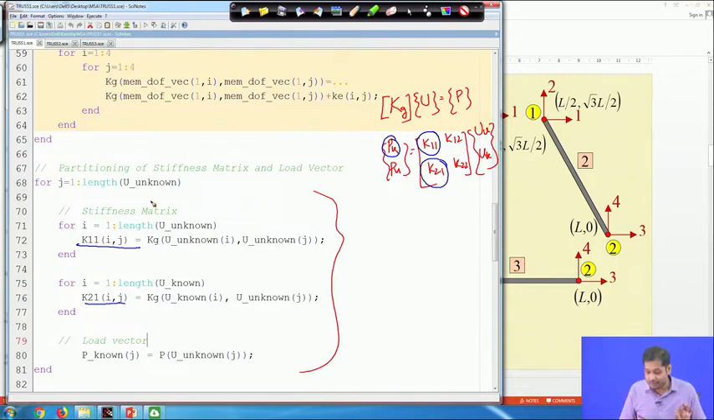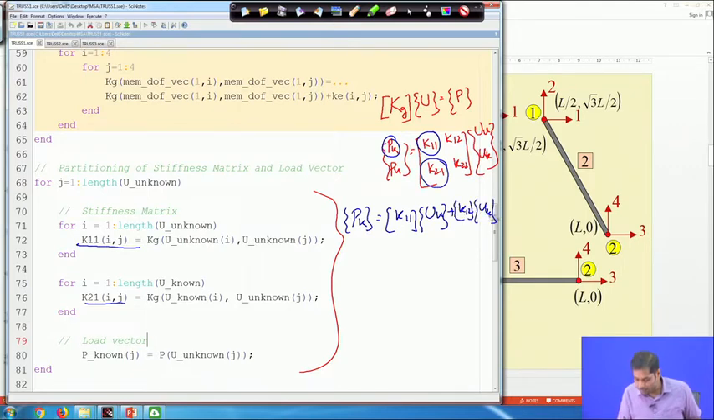Now, once this is calculated, if you recall, from this we can write P k is equal to K 11 into U unknown plus K 12 into U known. Now, U known is 0 here anyway, so this part is 0. Essentially we are left with this part, and from this we need to solve this linear system of equations for U unknown.